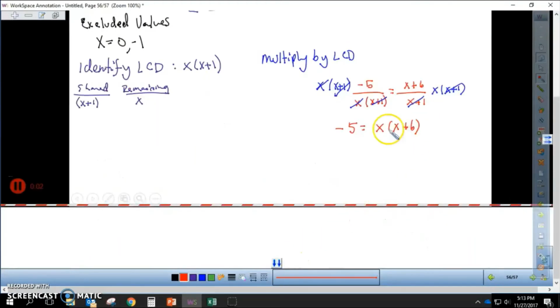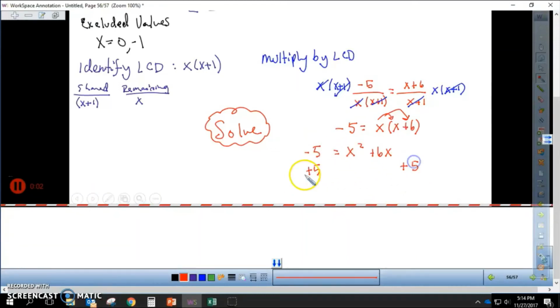Okay, so now what we're going to do is solve. So I'm going to distribute here. X times x gives me x squared. X times 6 gives me a positive 6x. And this is all equal to -5. Now I'm going to add 5 to both sides to give us x squared plus 6x plus 5 is equal to 0.